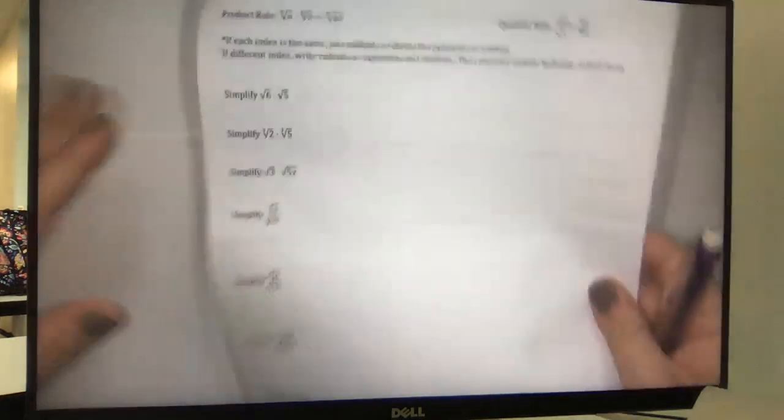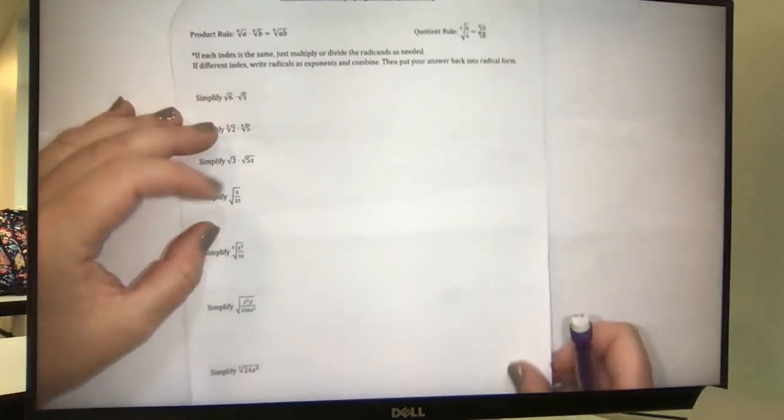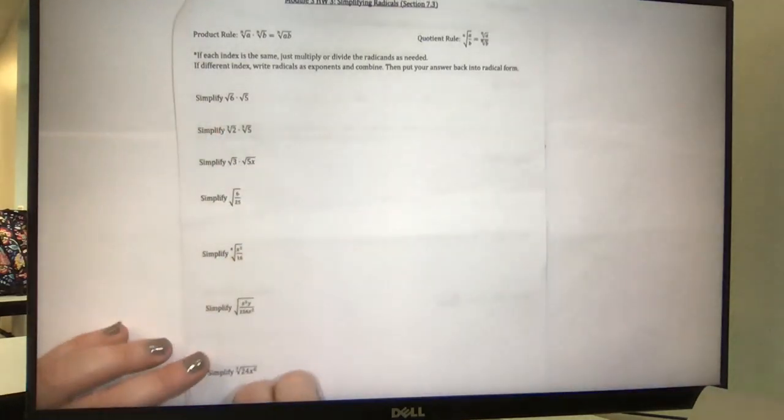All right, so here's what we do. Section 7.3, that's homework 3, is this one page. And it's all about just simplifying radicals, okay? Then homework 4, which we're gonna hopefully start today, we are actually gonna add them, subtract them, and multiply them. We don't really divide. It's more of a simplification situation, but we'll talk more about that later. Okay, so simplifying radicals, here we go.